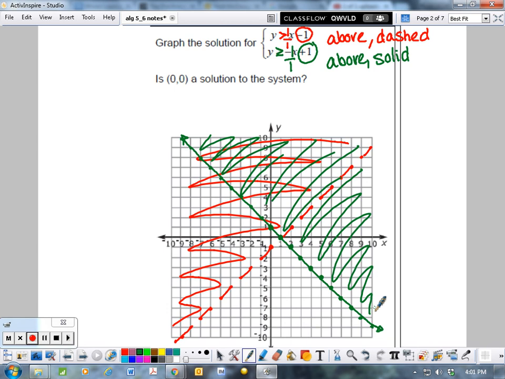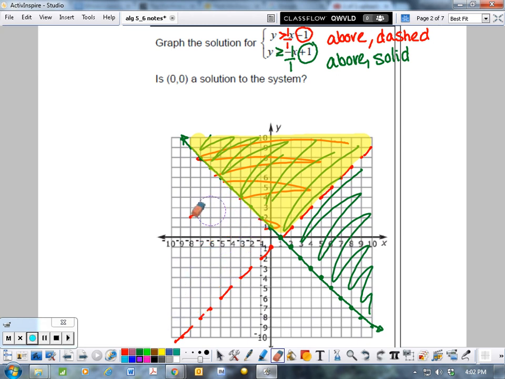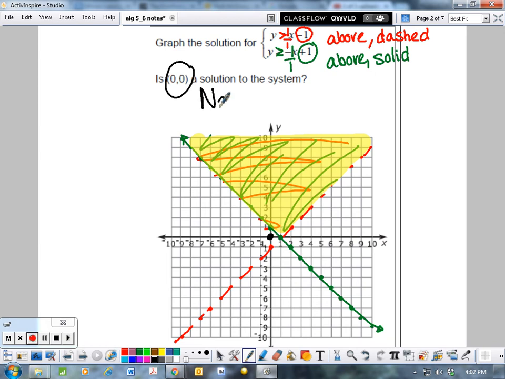Now my final answer is only where the red and green are overlapping. So I'm going to grab that highlighter and I'm only going to highlight the portion where the red and green are overlapping. And so then I can grab my eraser and I can erase all the other shading. So that way the only shading that's left is the shading for my answer. And now I can go back to my original question. Is the point 0, 0 a solution to the system? So if I look at my graph, 0, 0 is right here. It is not in the shaded region, so the answer is no.